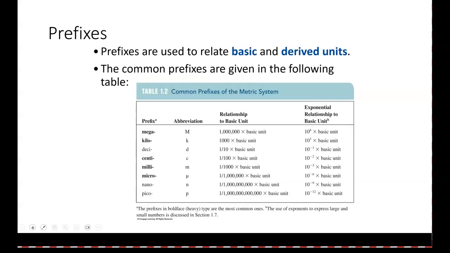So now I want to talk briefly about prefixes. We use these in the metric system as a way to express basic and derived units if you don't want to use scientific notation all the time. So, for example, a centi is the prefix. If you're talking about a centimeter, it's 1/100th of the basic unit. So you could write 1 times 10 to the minus 2 meters, or you could write 1 centimeter.